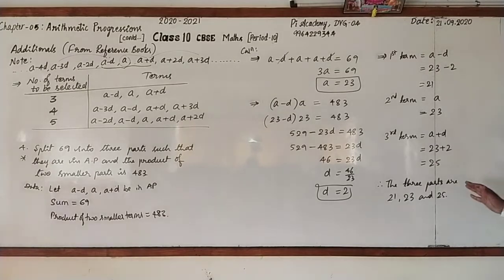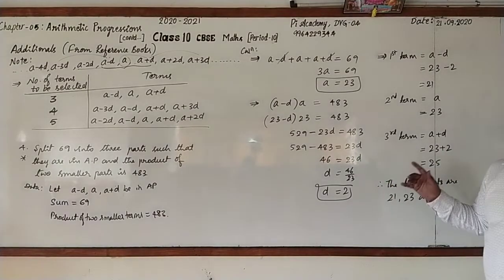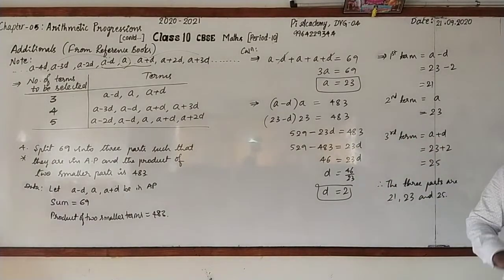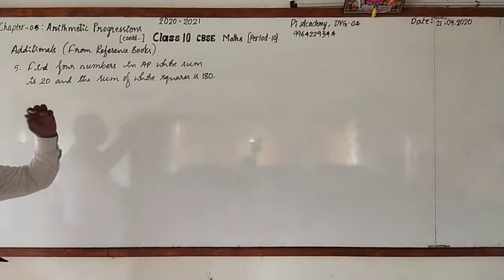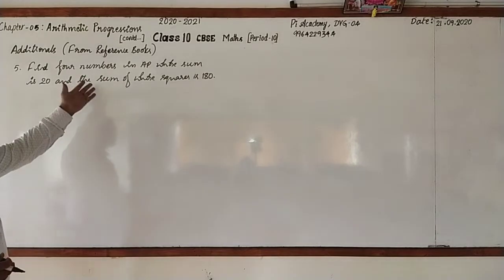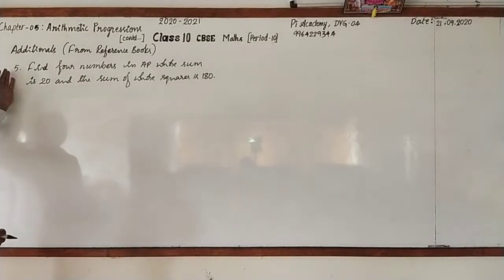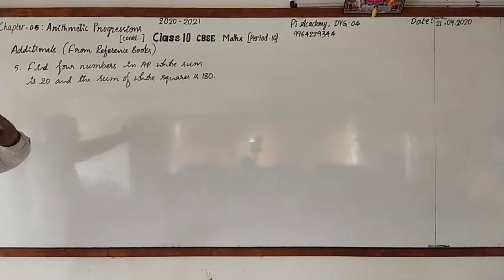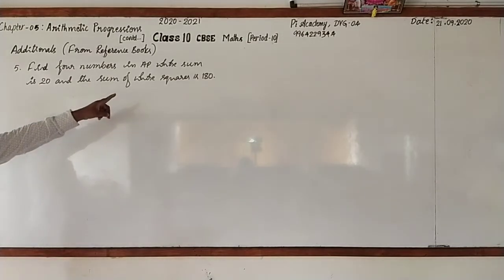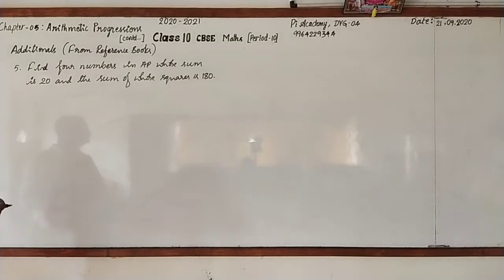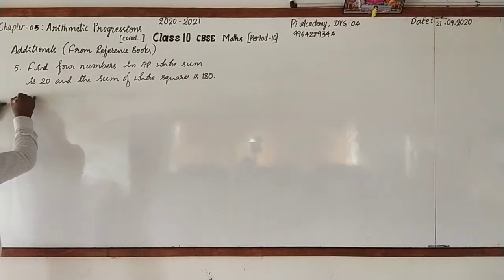Hope that you have understood. Please go for copying. I'll go for taking the same type of problem. Yes, dear students, please go on writing with me. It is a similar problem to the previous one. Copy this one. Find 4 numbers, 4 terms which are in AP, whose sum is 20 and the sum of whose squares is 180. Did you understand? It is a simple one. Right.